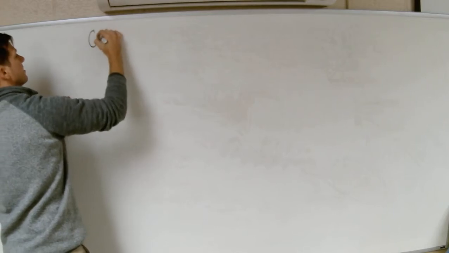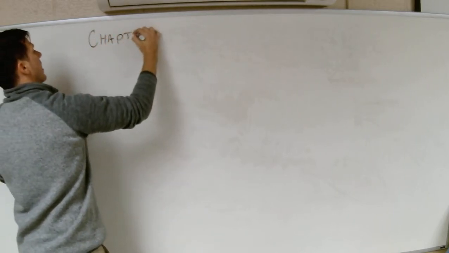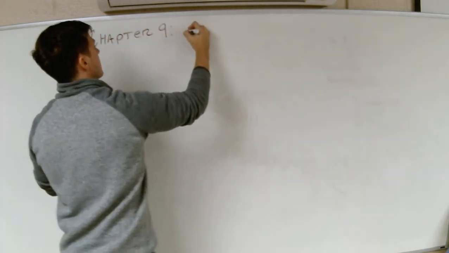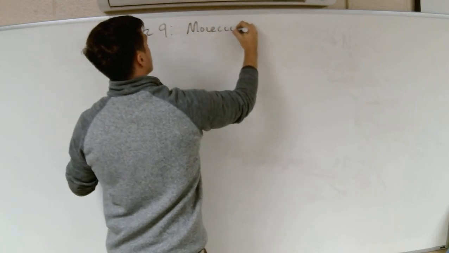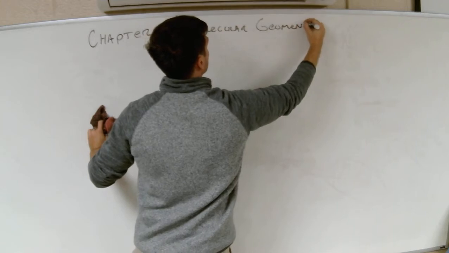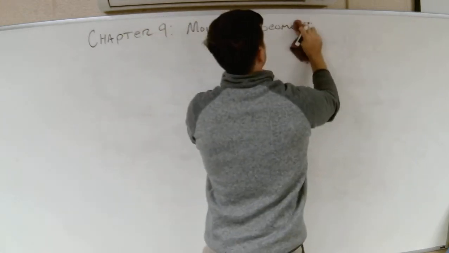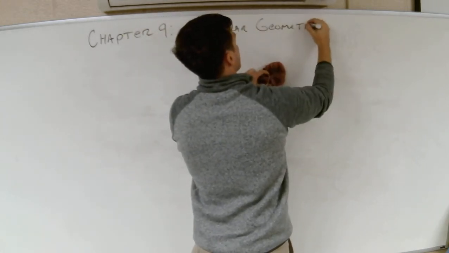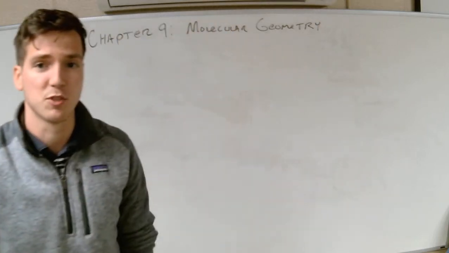and retitle this as chapter 9, which is molecular geometry. Pretty much. Geometry. Your chemistry teacher can spell.